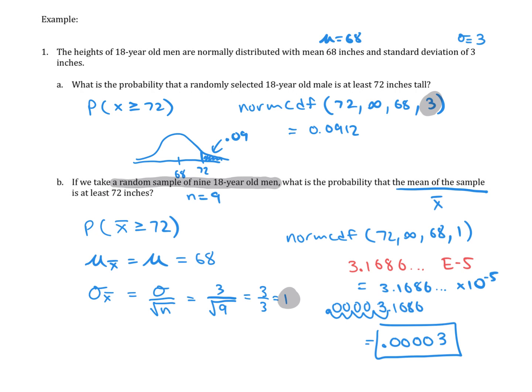But again, the important thing to remember is when you see a random sample size, when you're given a sample size, like in this problem, 9 people were selected, and we're finding the probability that the mean of the sample is in some range, that's when we have to convert sigma using that formula.